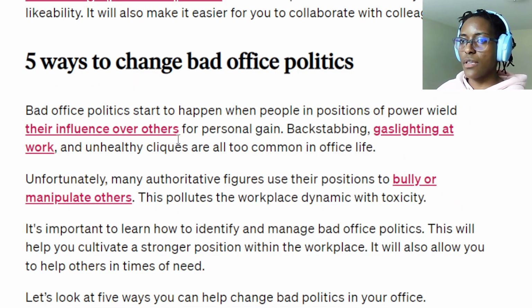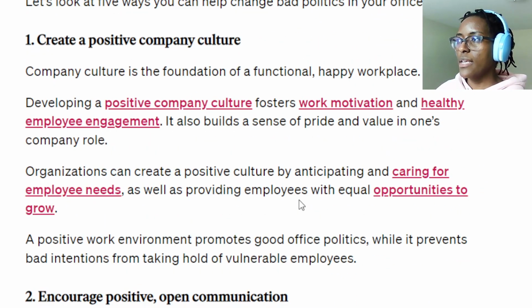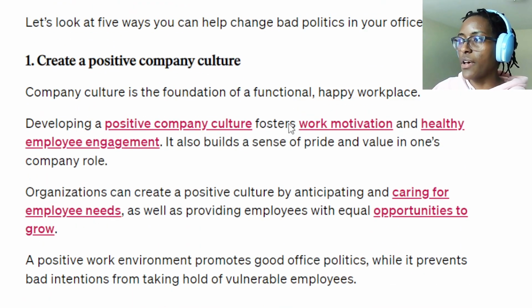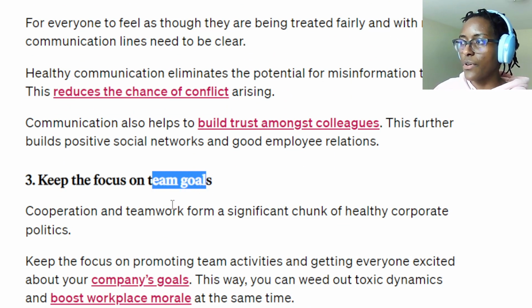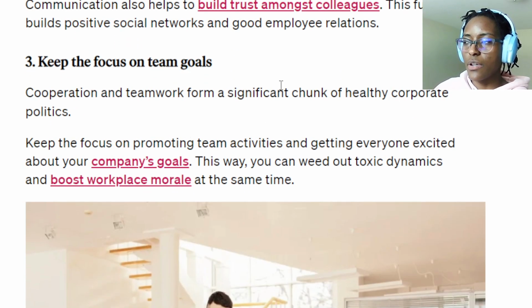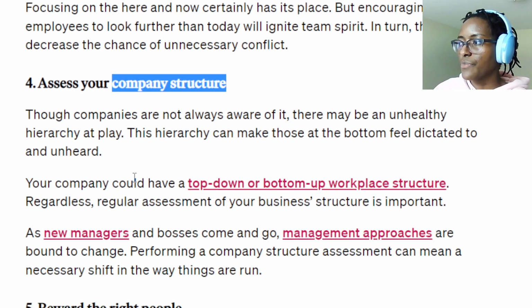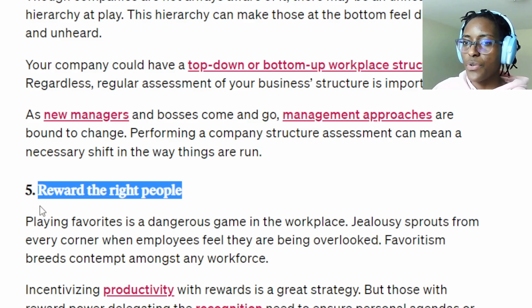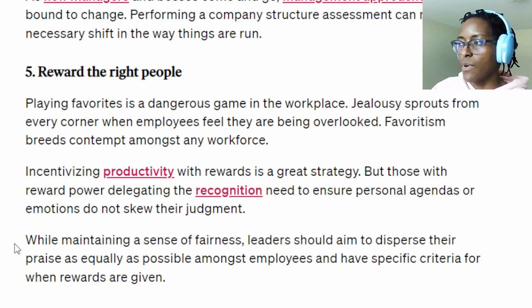And here is something more for leaders at work, employers or managers. You could read more on it, but here are five ways you can change bad office politics: create a positive company culture, encourage positive open communication, keep the focus on team goals, so redirecting people's conversations to what the team is trying to do, assess your company structure as far as how to manage and reward the right people. Notice who is contributing positively to the team or to the office culture, and reward them by outlining, okay, they did this well, and recognizing them through different awards.